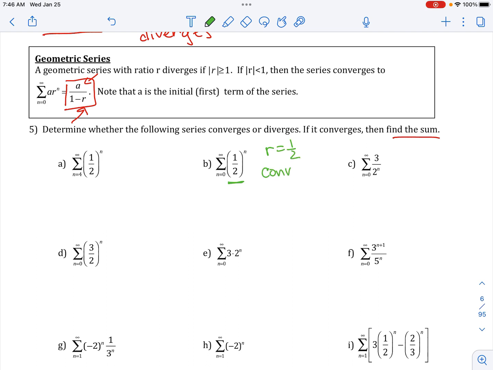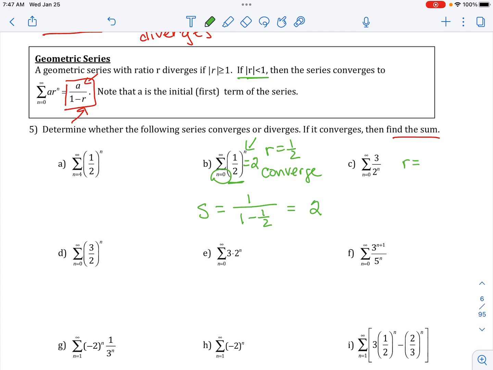So I know it is going to converge because the absolute value of that number is less than 1. So if it converges, I can figure out the sum. So this one, n starts at 0, so if I plug in 0, my first term is 1, so A over 1 minus R. And if you simplify that, the sum of this series is exactly equal to 2.